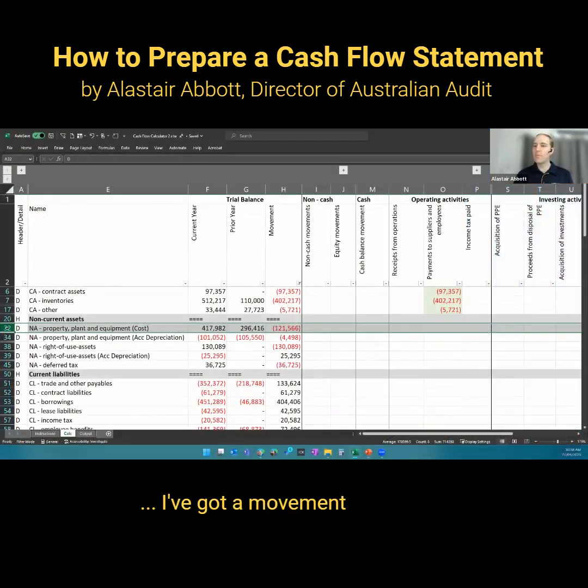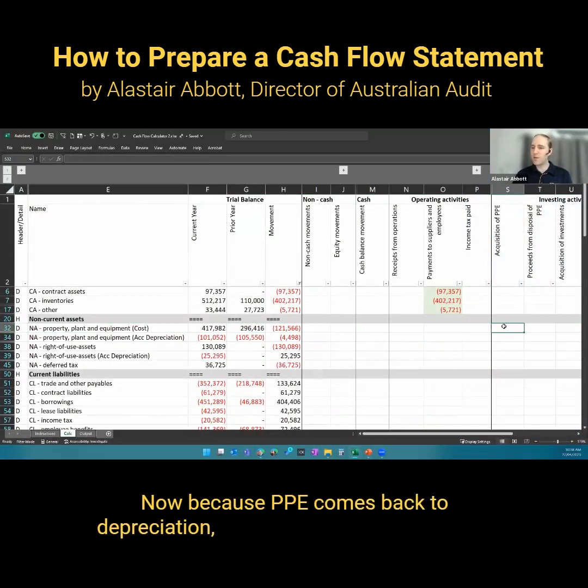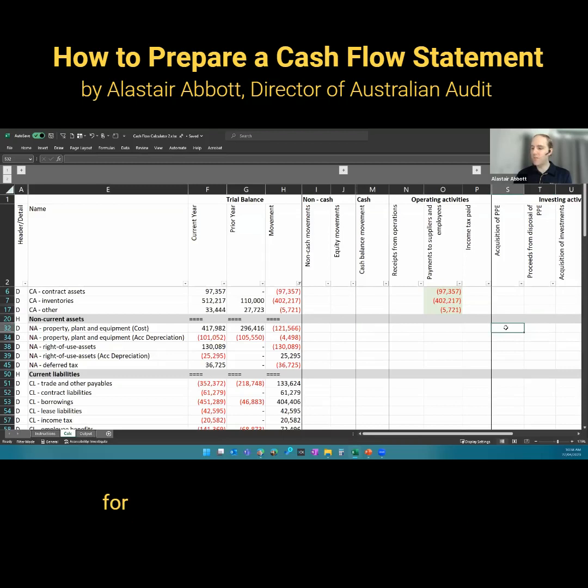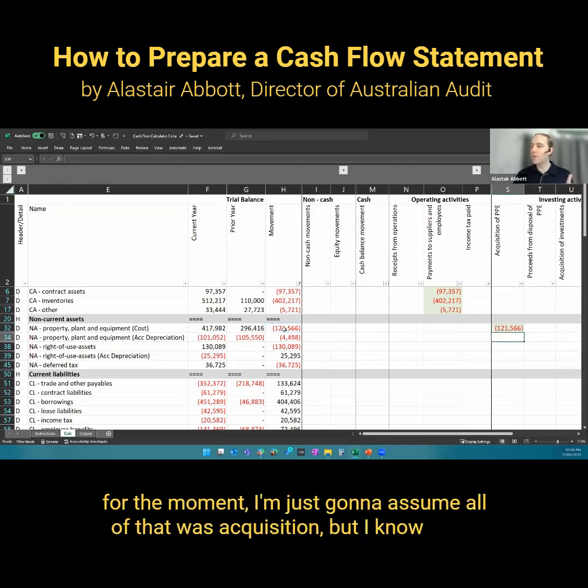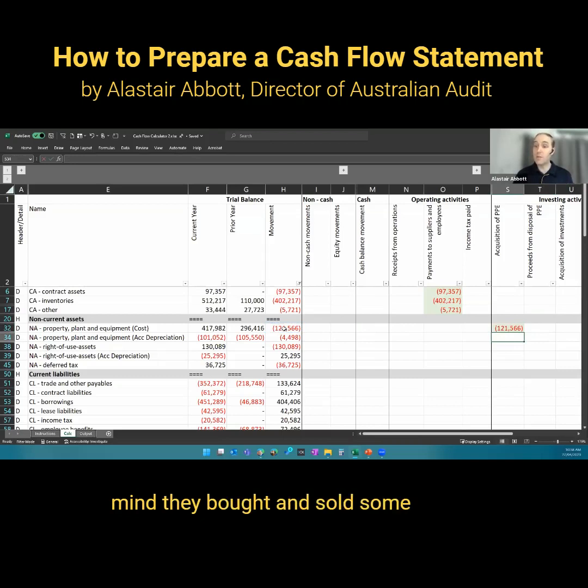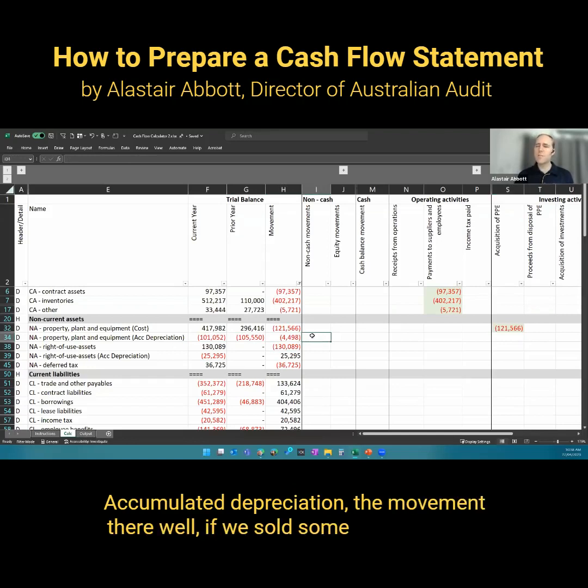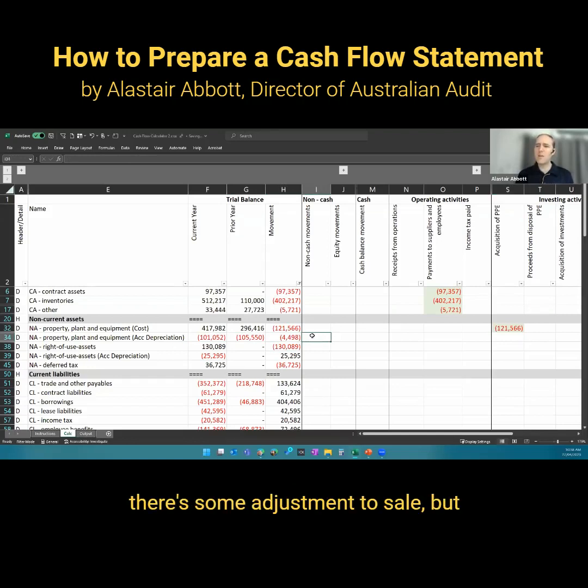I've got a movement in my PPE now. Because PPE comes back to depreciation, I'll come back to the split here. For the moment, I'm just going to assume all of that was acquisition, but I know in my mind they bought and sold some things, so I want to come back. Accumulated depreciation. The movement there will, if we sold some things, maybe there's some adjustment to sale, but otherwise, movement in depreciation is going to be a non-cash transaction.